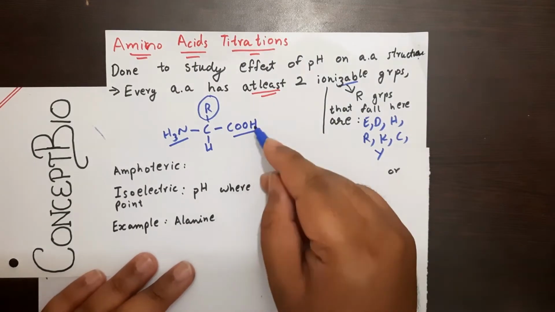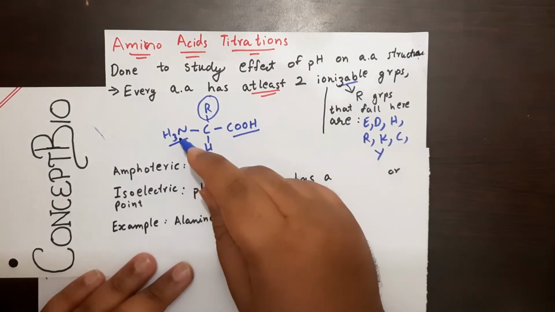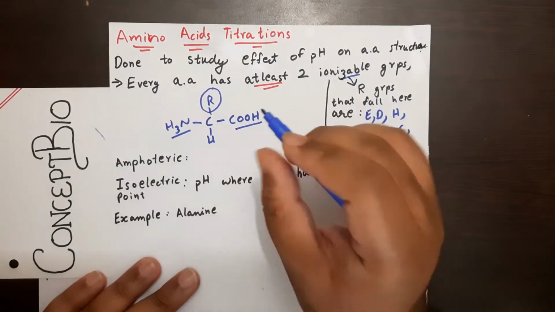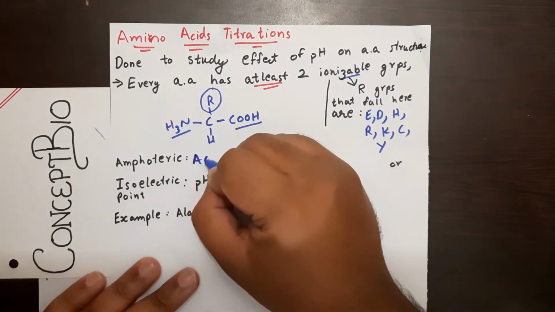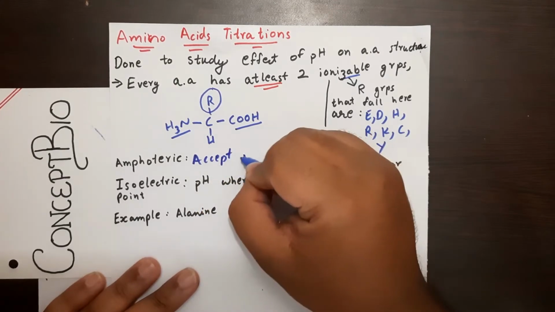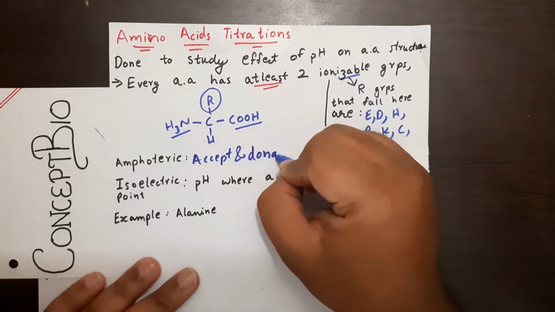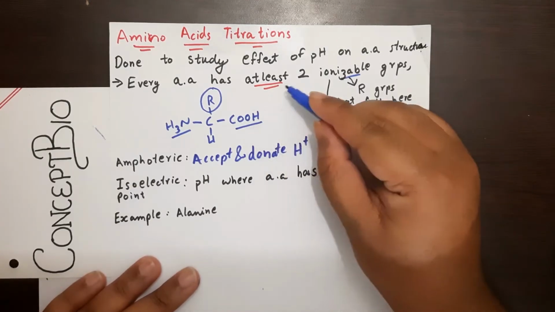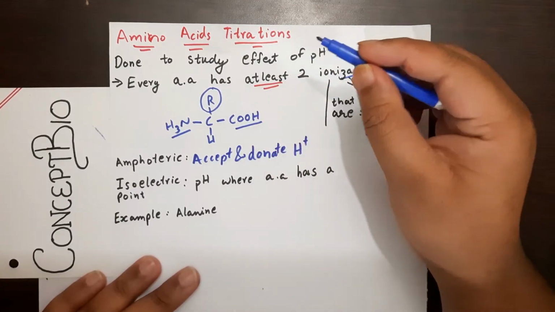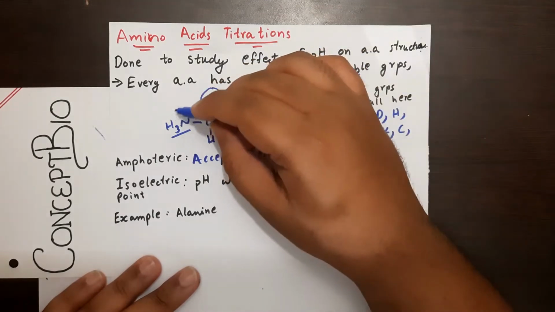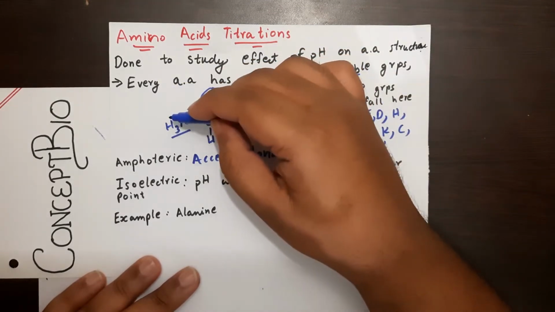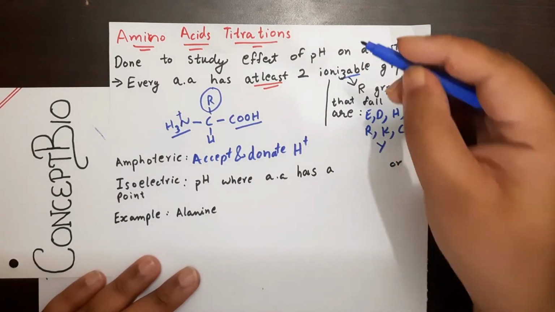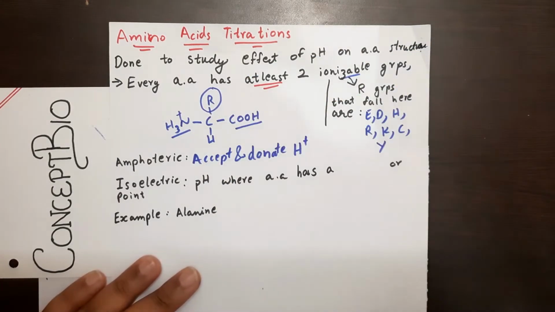Now if it has a carboxyl group and an amino group, from my first video you can remember that all amino acids are amphoteric in nature, meaning they can accept and donate a hydrogen ion. Meaning the carboxyl group can donate a hydrogen ion, making it COO minus, that's ionized, and the amino group can accept a hydrogen ion, making it NH3 positive. So this is also ionized in nature. So these are the ionizable groups and sometimes the R group too.